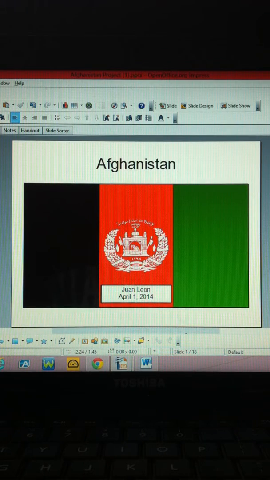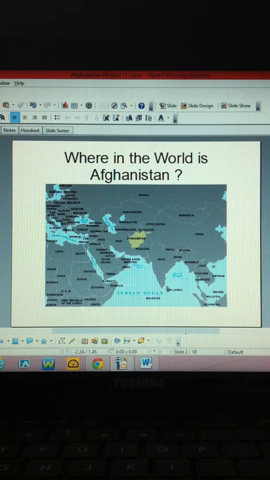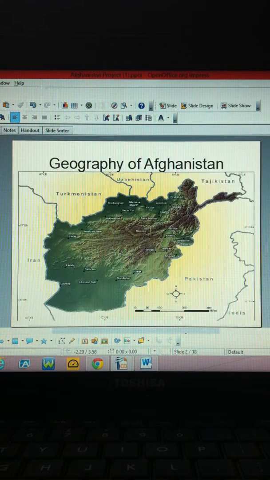So where in the world is Afghanistan? As you can see, Afghanistan is a landlocked country in Southwest Asia. It is bordered to the west by Iran, and to the south and the east by Pakistan. There is a small part of Afghanistan which touches China, and then predominantly to the north are the Stan countries: Turkmenistan, Uzbekistan, and Tajikistan.